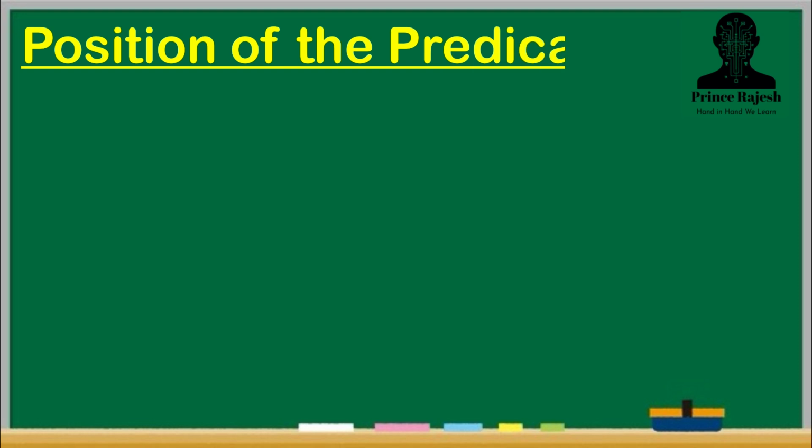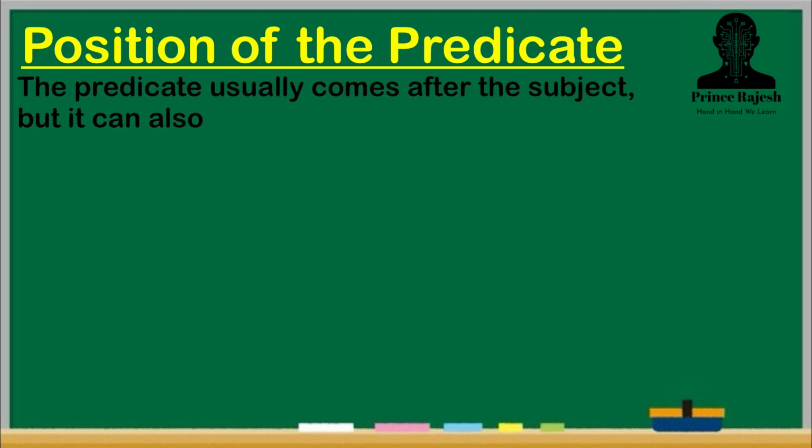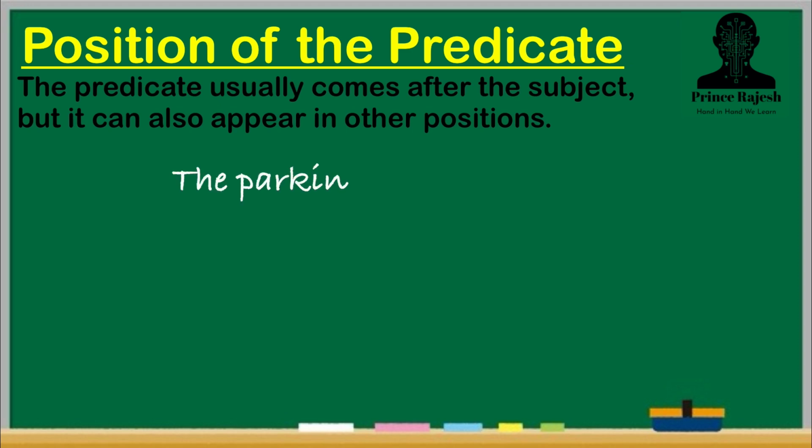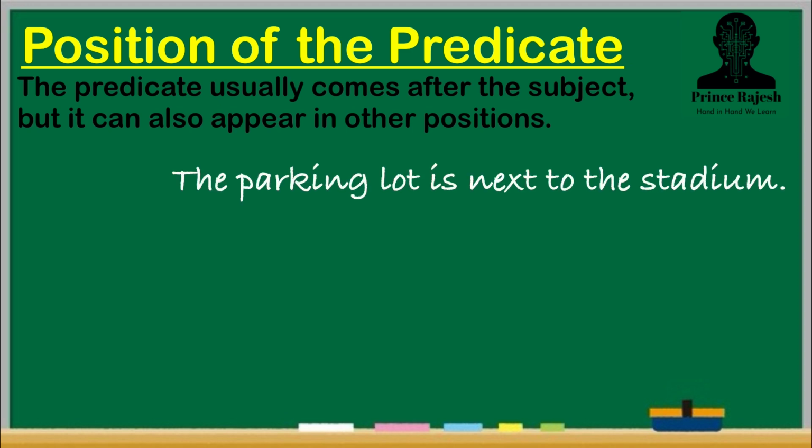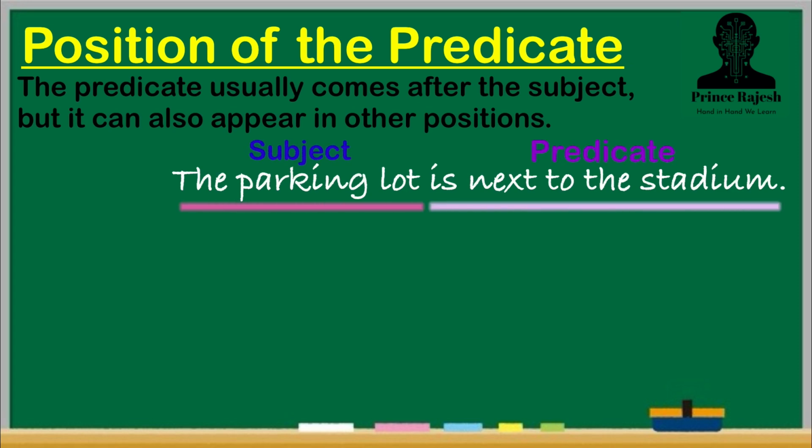Position of the predicate. The predicate usually comes after the subject, but it can also appear in other positions. Let's see an example with predicate after the subject. The parking lot is next to the stadium. Here, the parking lot is the subject and is next to the stadium is the predicate.